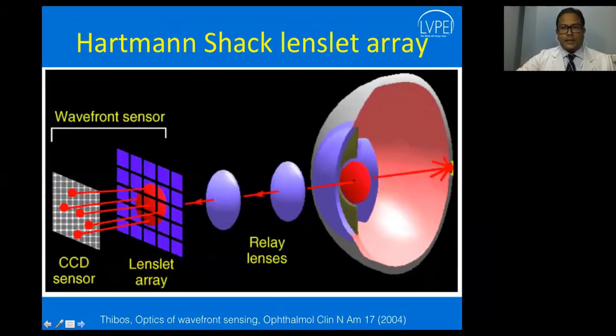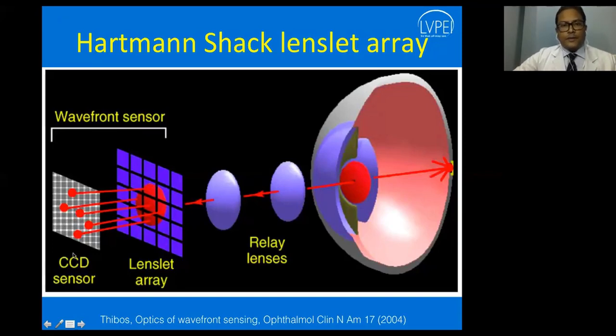This is inherent in the Hartmann-Shack lenslet array, which is used in most aberrometers. The lenslets are a set of lenses, and any ray that passes through the pupil goes into minor arrays of this lenslet, as shown in this cartoon, and is then captured by the video camera and processed by the computer. From that, they calculate the aberrations of the eye. One can calculate the aberrations either by passing rays of light into the eye, or by using a laser source, which when reflected from the eye passes through the lenslet array and is analyzed after passing through the Hartmann-Shack lenslet into the sensor.